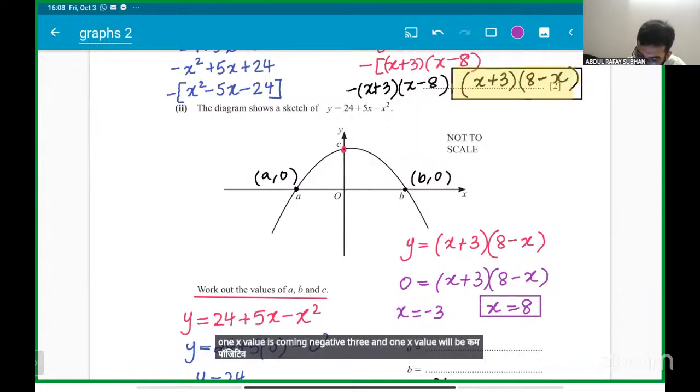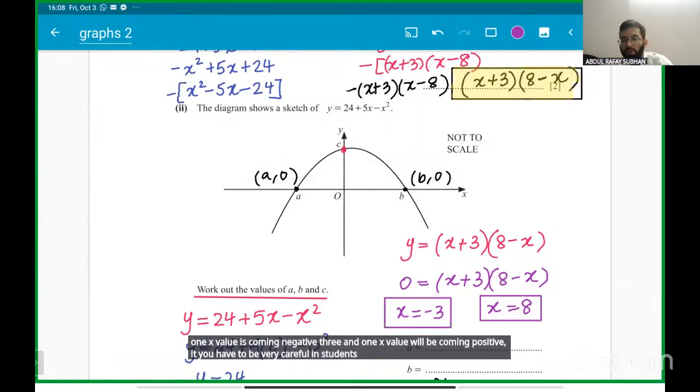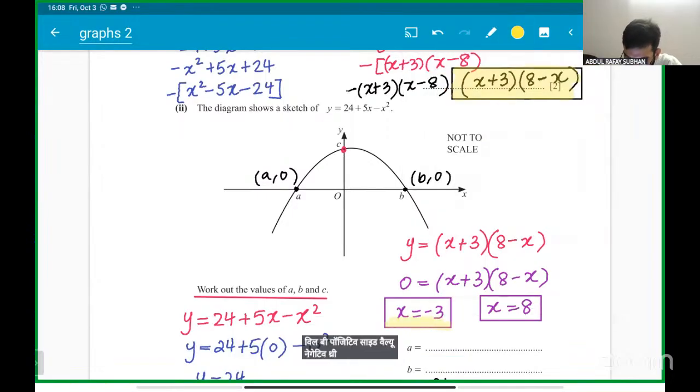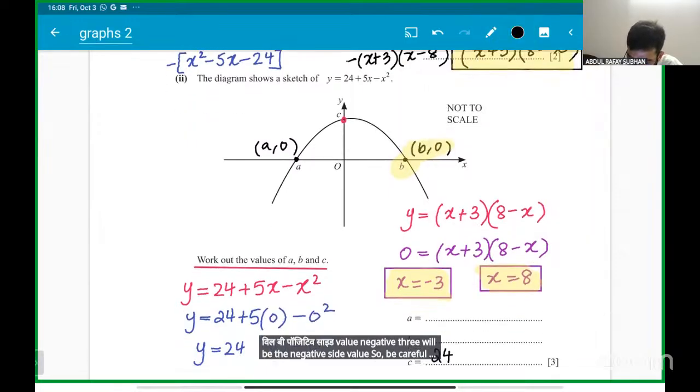You have to be very careful here, students. Positive 8 will be the positive side value, negative 3 will be the negative side value. So be careful about it. B is positive, so the B value will be 8 and the A value will be negative 3. Is everyone understood? Got this? The A value is on the left hand side, the A value will be negative 3.